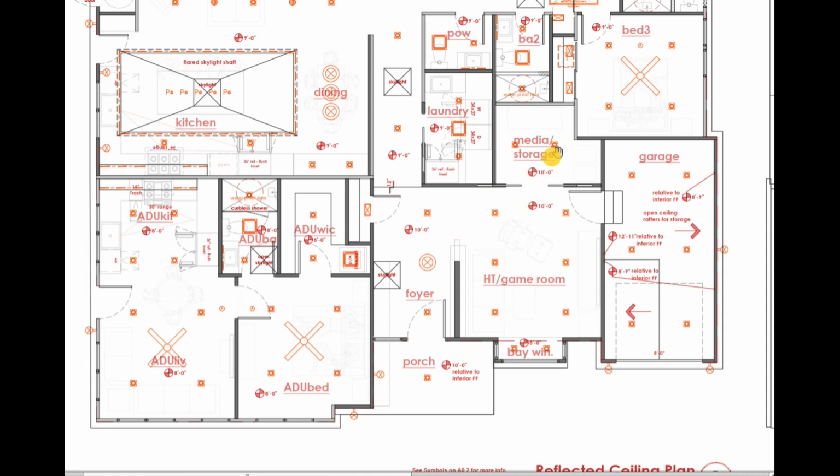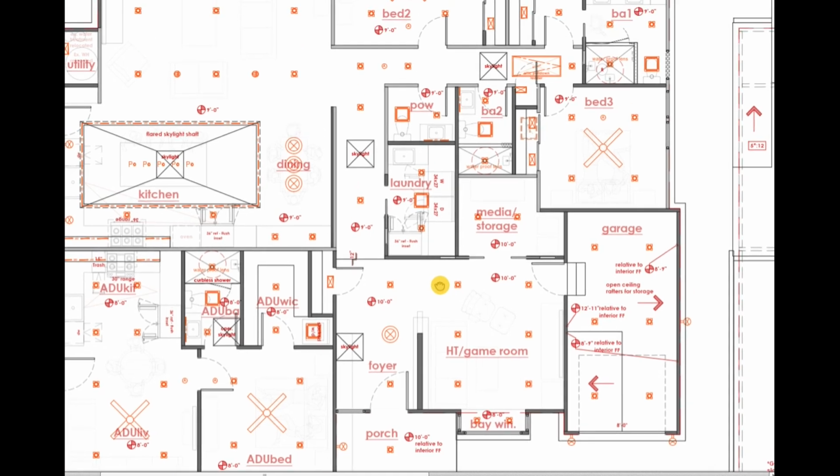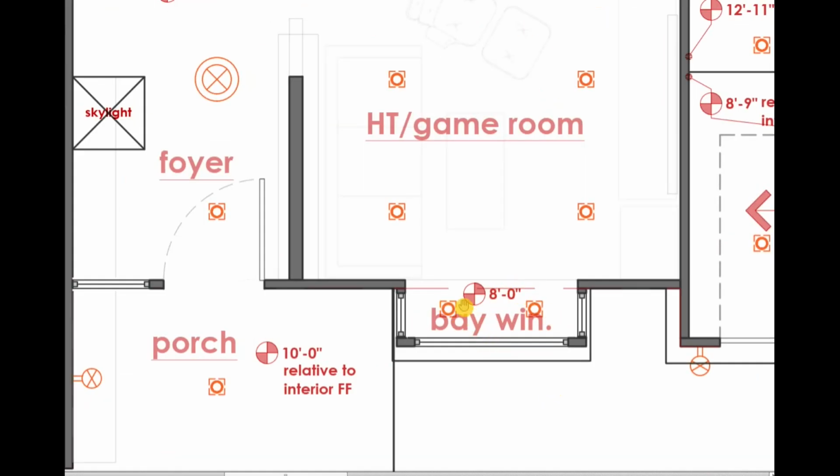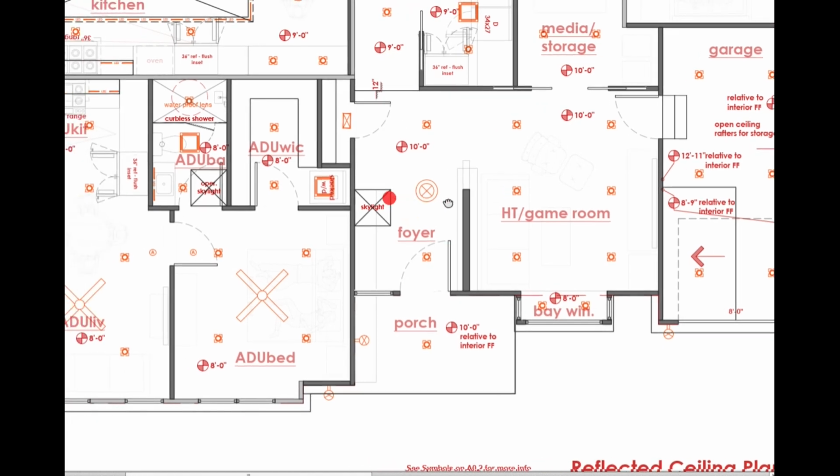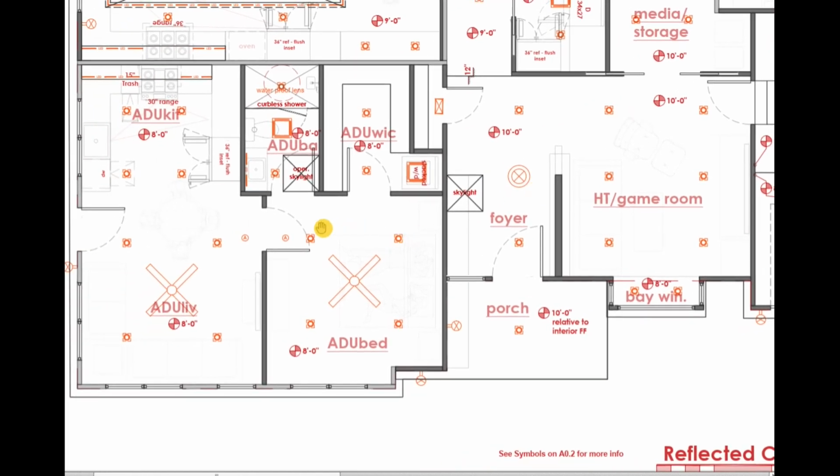Every room is lit by at least two fixtures. Some spaces certainly have more, depending, but I don't like just having one source of light in a room. I like having at least two. So even, for example, at the bay window, I'm showing two can lights up in the ceiling of the bay window. And overall, I'm really happy with the lighting layout.